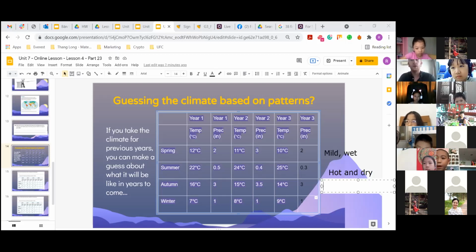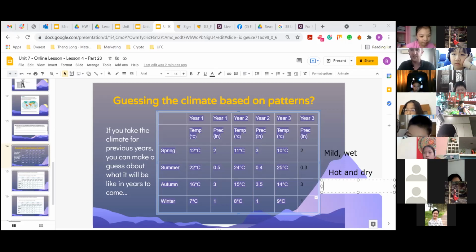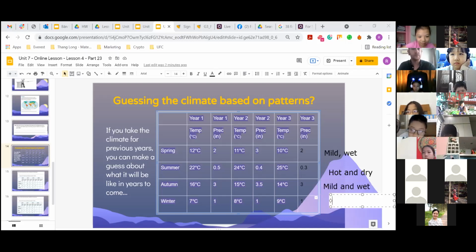And autumn, Susie, the climate is what? Cold and wet. Okay, cold. I'm going to say mild and wet, okay? Because 16 is not cold. Okay, mild and wet. And then in the last one, winter.